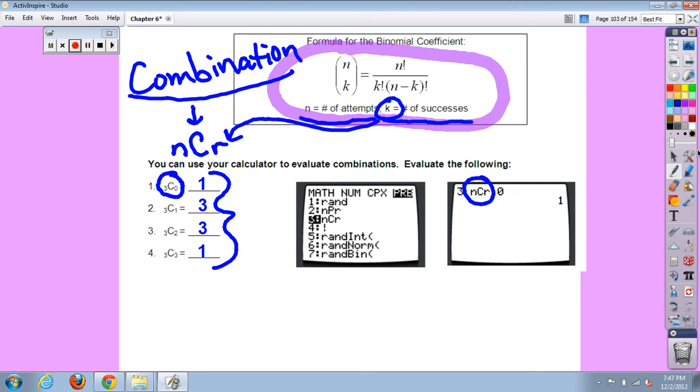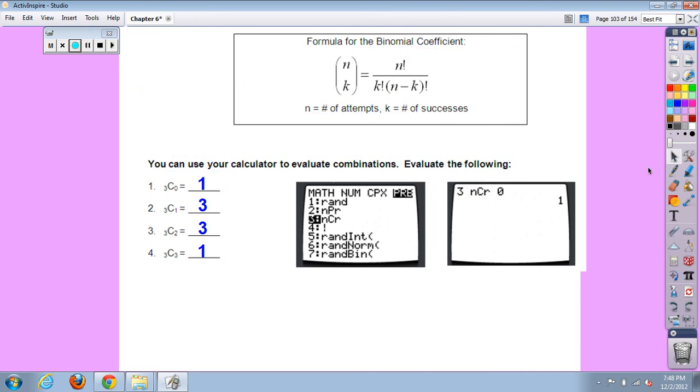But the pattern follows Pascal's triangle, if you've ever heard of it. If you want to look it up, you can certainly look it up, but we will talk about it later. Now, really there's 2 different ways that you're going to be writing down combinations. The calculator uses this nCr command right here.